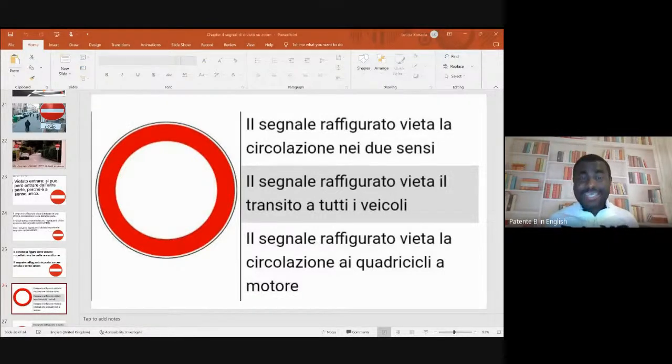And the last one says that il segnale raffigurato vieta la circolazione ai quadricicli a motori. And the answer is also true. So the circulation of quadricycle, the motor with 4 tires, they are all forbidden. Even if bicycles are forbidden, they know that quadricycle, which is motor with 4 tires, they are also forbidden. Let's move to the next one.